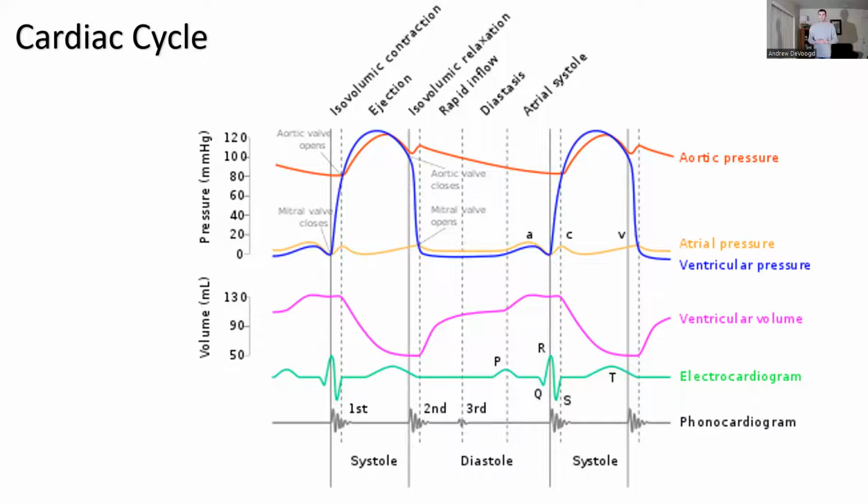After a QRS complex, we see that the volume is drastically decreasing. This is due to the ventricles contracting and forcing all the blood within them up into the aorta, where it will be transported to the rest of the body.